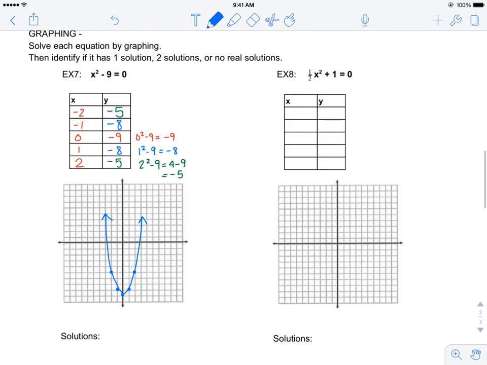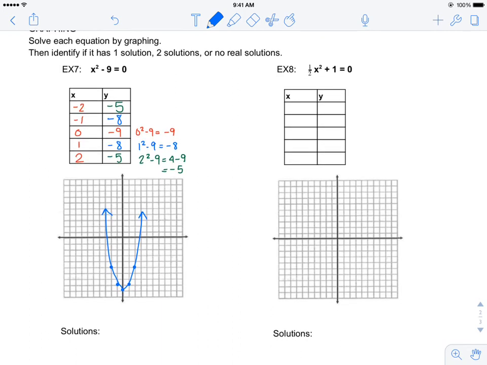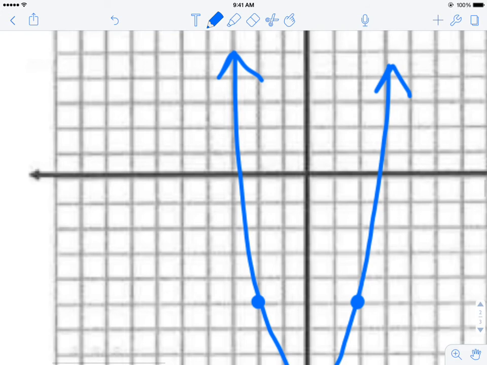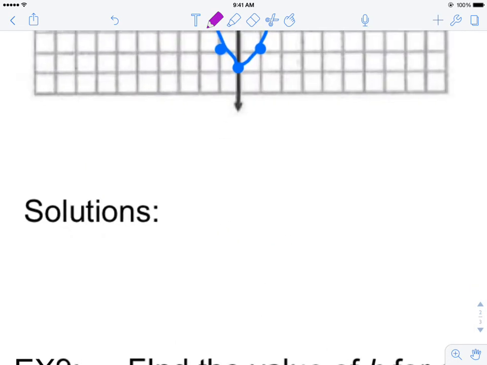And the question asks us, identify if it has one solution, two solutions, or no solutions. So in this case, my solutions are where my graph crosses. So like right here, that is the solution, and here is the solution. So we can say in this case that I have two solutions.